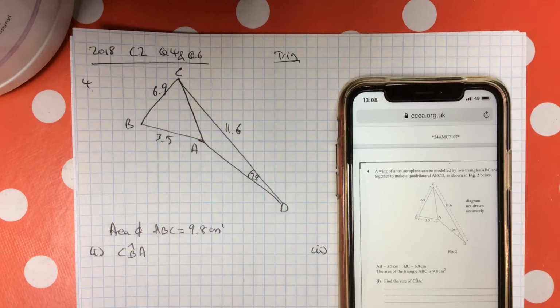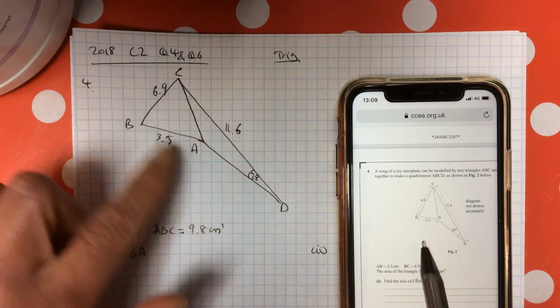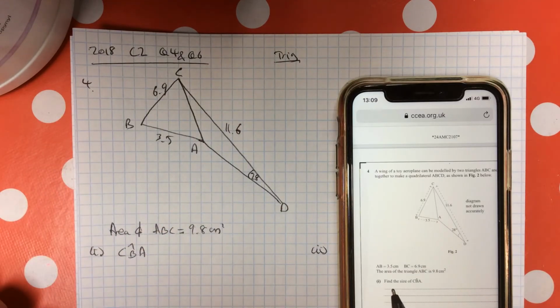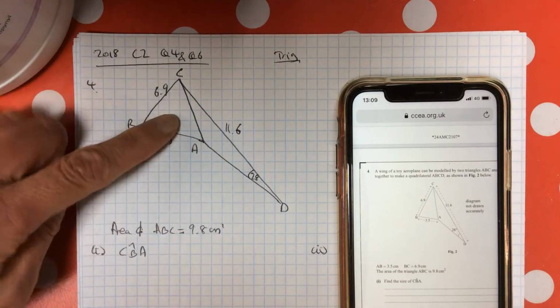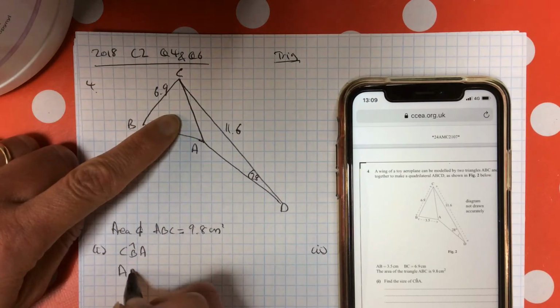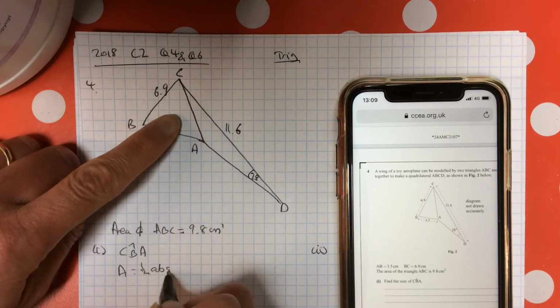Right, 2018 C3 has got two questions. Question 4, I've just drawn it out again, so it's exactly the same. It tells you down here that the area of the triangle is 9.8. It's triangle ABC, and this is wanting you to use the formula for the area of a triangle, A equals a half ab sine the angle between them. So you're told this area is 9.8.